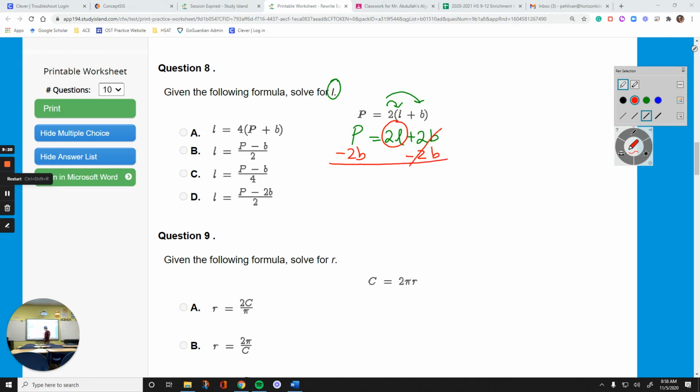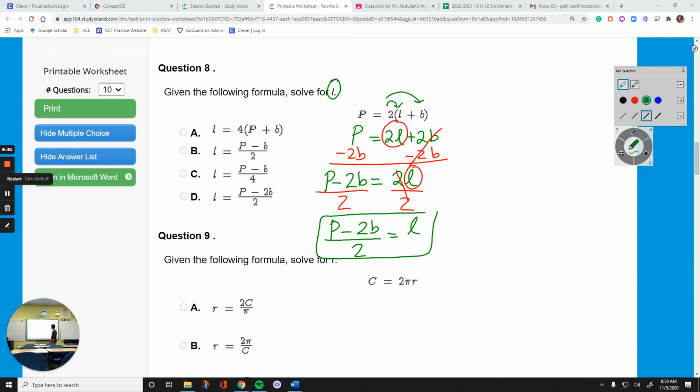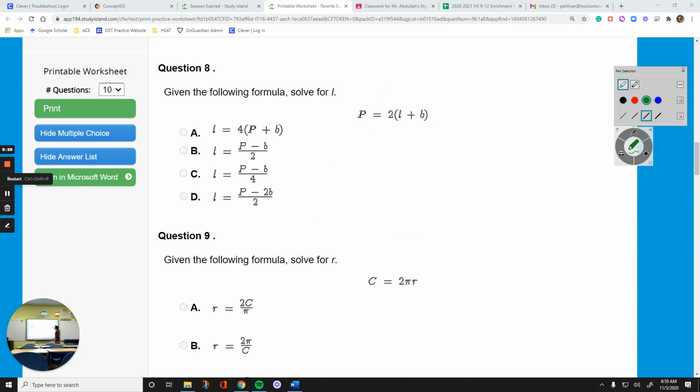These two are not like terms, which means I need to just put them next to each other, like so. And then bring down the equal sign and 2L. Remember, I was solving this for L, right? Here. 2 times, I need to get rid of that 2 times by dividing each side by 2. So, P minus 2B divided by 2 equals L. P minus 2B divided by 2, that would be my answer. Okay, let's see one question with the numbers.